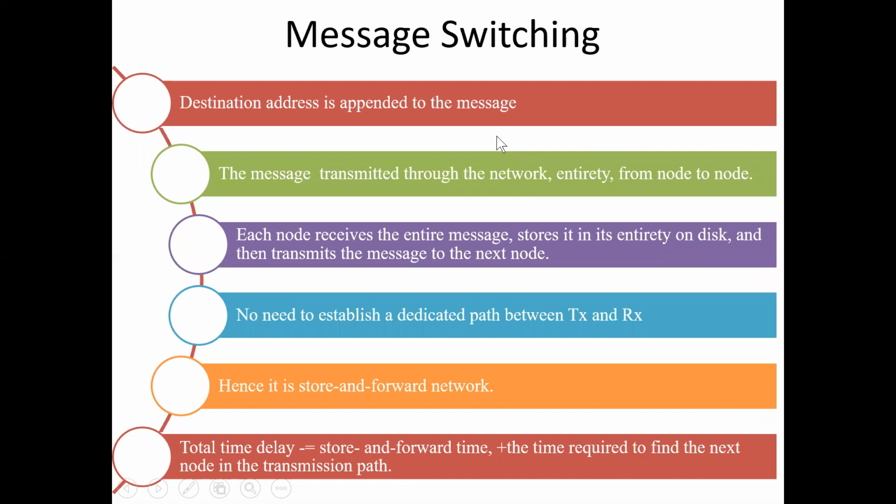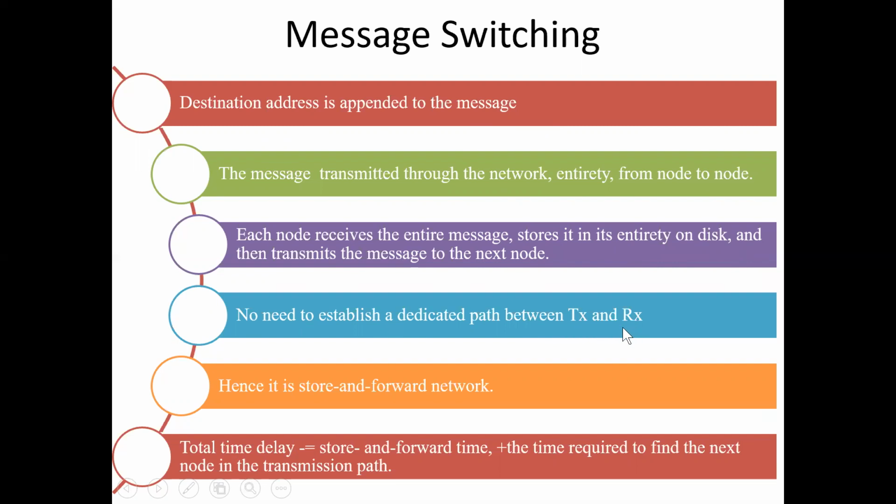So where to go is given at the end of the message, and the message is transmitted to the network from node to node. Everything is broadcasted. Each node knows what the message is. Hence, it is a strategy in which the message is stored, and then it is transmitted to the next node. So there is no need to establish the connection.